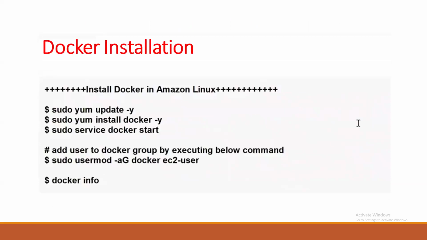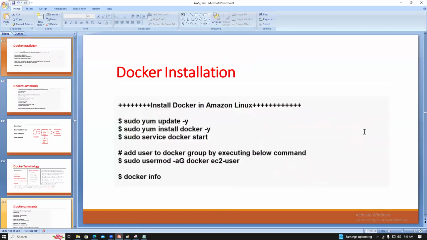How to install Docker? Install Docker because we need to start the Docker service if you want to run containers. The service docker start. Add the user to the docker group so it is easy for the user. Just simply install Docker and run it on your machine.